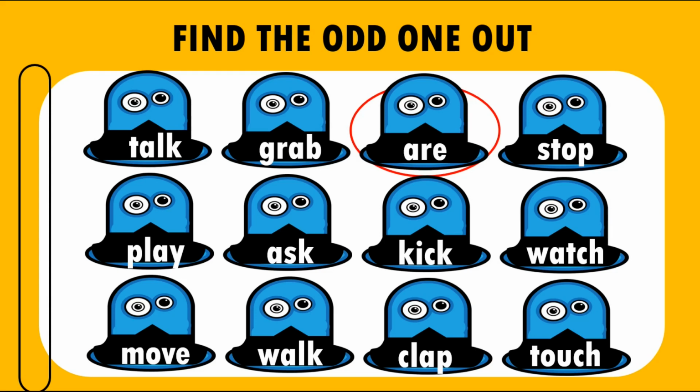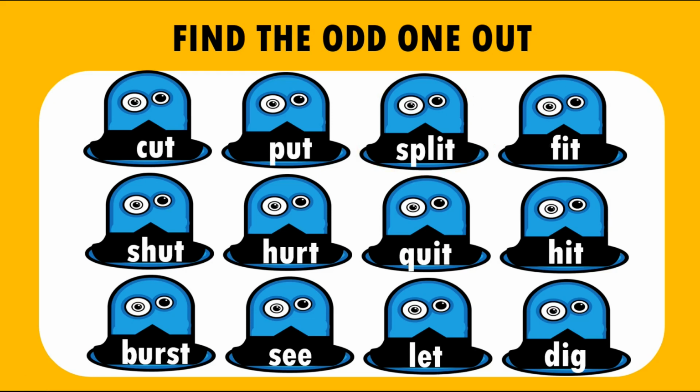Let's look at question number 2. You need to remember to look if the verbs are in the present tense or the past tense. Next, you need to look if they are in different categories, right? So your task is simple and you only have 10 seconds to find the odd one out.